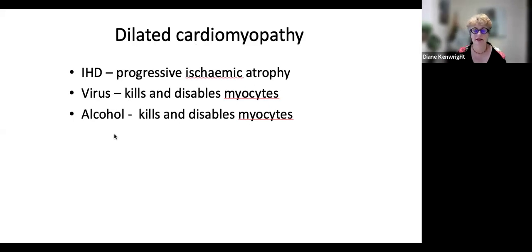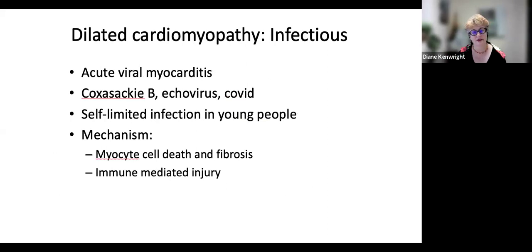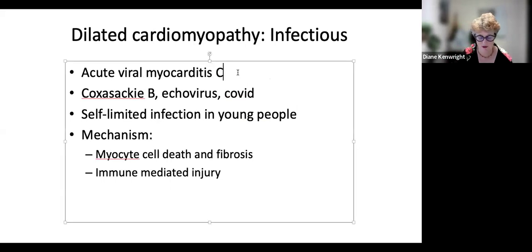Alcohol, of course, again, kills and disables myocytes that get replaced by fibrosis. So alcohol can lead to chronic dilated cardiomyopathy. Let's think a bit more about those viruses. So acute infectious dilated cardiomyopathy is due to an acute viral myocarditis. So I have here mentioned COVID. Yes, COVID. We all know about COVID these days. It causes an acute viral myocarditis.